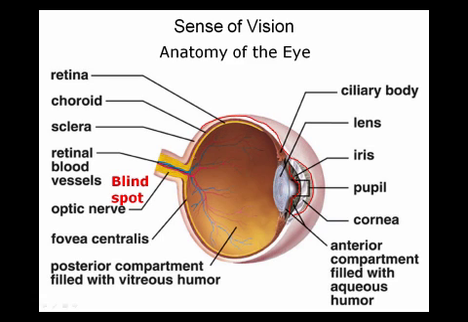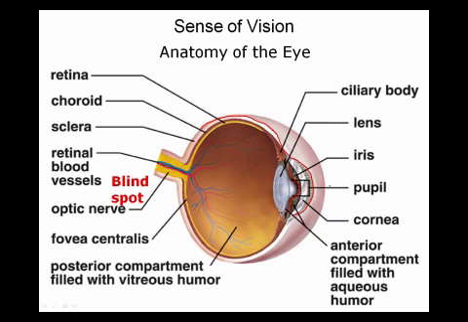So we come back around to the front of the eye. We see the clear cornea. Beneath the cornea is the iris. The actual opening in the iris is the pupil. So we can adjust the size of the iris. That adjusts the size of the pupil. That controls the intensity of light entering the eye.